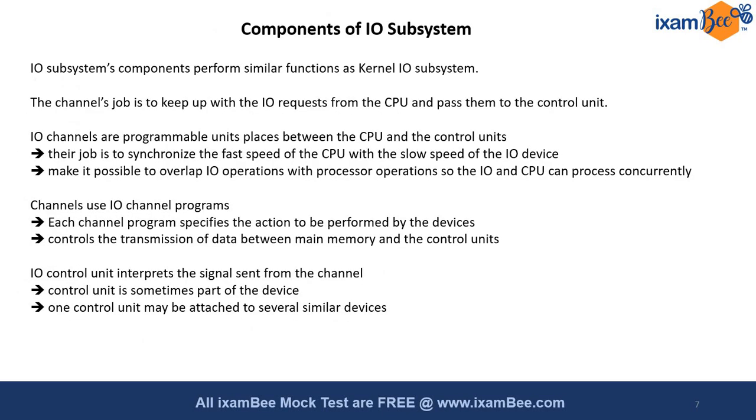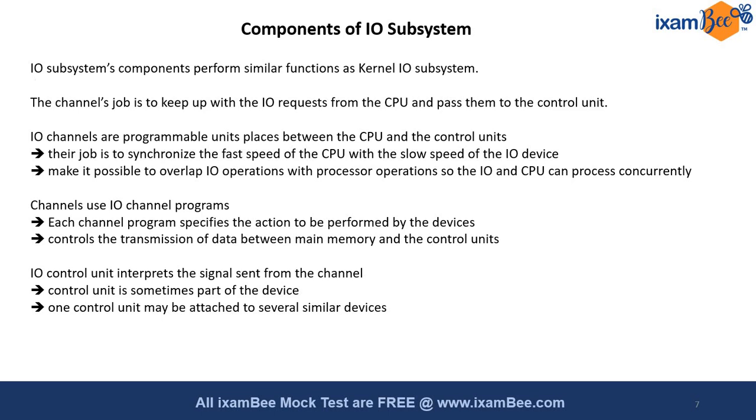Now, what are the components of the IO subsystem? There was the kernel, now we have to understand the IO. So similarly, the IO subsystem also performs all these things which a kernel performs, but in a different domain. Here you have a channel's job to keep up with the IO request from the CPU and pass them to the control unit. These IO channels are basically programmed units placed between the CPU and the control unit, and their job is to synchronize the fast speed of the CPU and the slow speed of the IO. You always know that the CPU is much faster as compared to the IO that we are having.